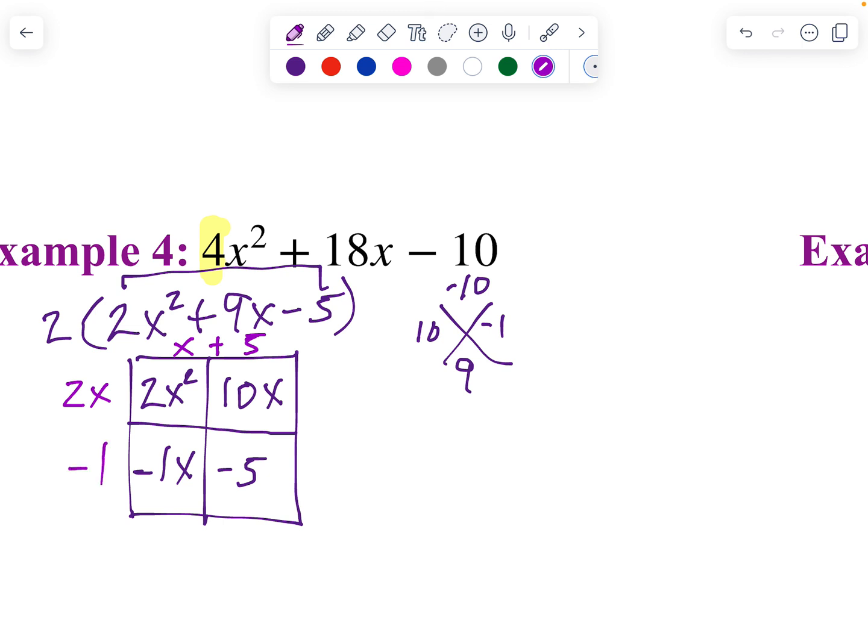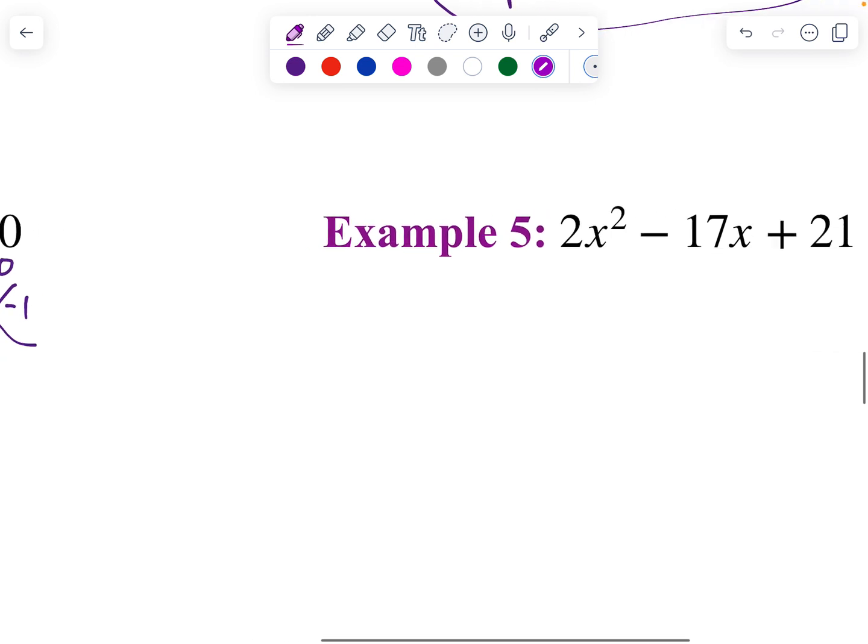Now my 2 from the original doesn't go away, so I'll put my 2 up front. And then one of my parentheses going across the top is x plus 5. Going down the side, I'll get 2x minus 1. So look for a common factor, make your box, and then write your factors. Let's try another one here.